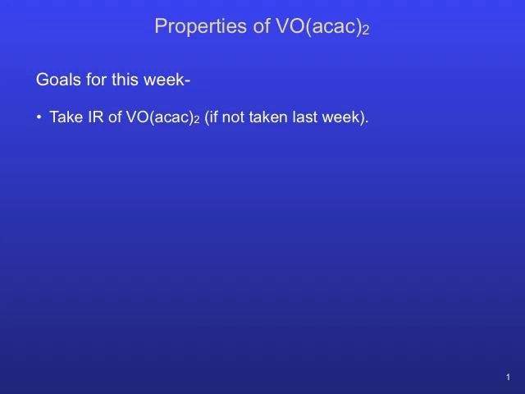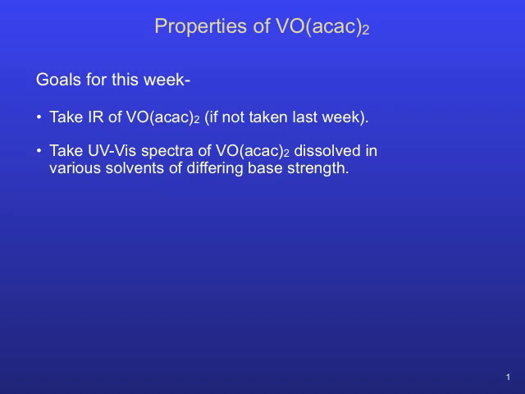During this week, you will finish any IR analysis of VOacac2 if you were not able to complete it last week. You will then dissolve VOacac2 in several solvents and take the UV-Vis spectrum of each solution to determine any difference in Lewis-base interaction between the solvents and VOacac2.